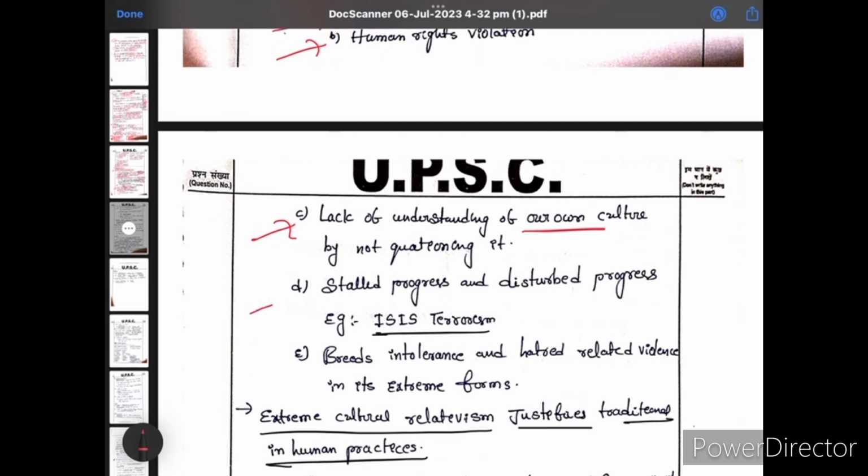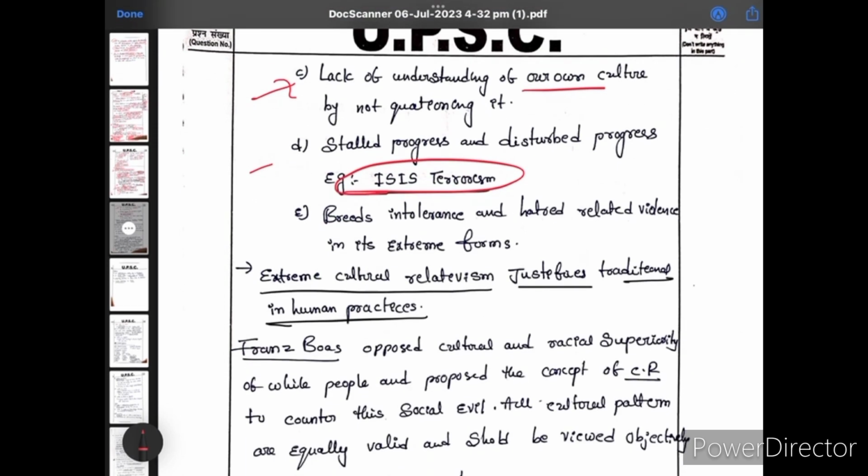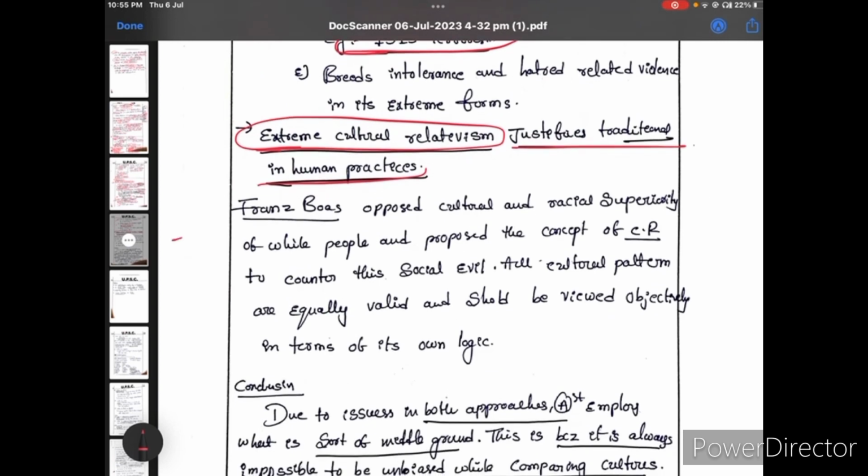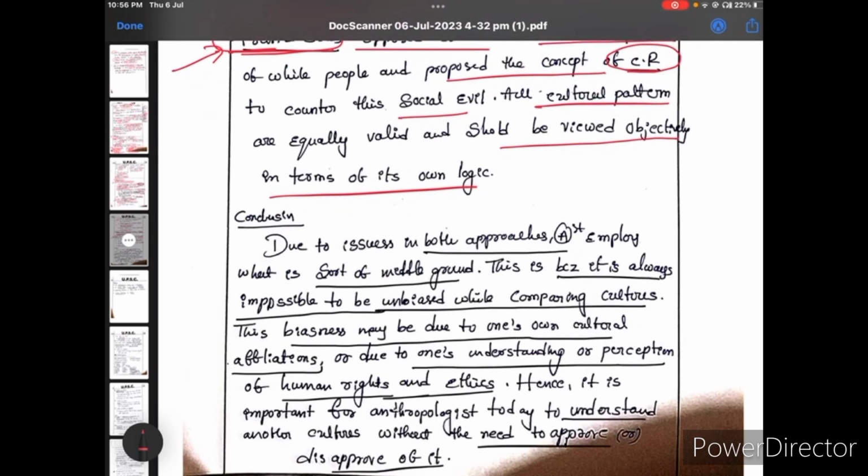Okay, and for example, here ISIS terrorism. And if you come to extreme cultural relativism, it justifies the traditional inhuman practices. Okay, next I take the French bias view. So French bias opposes the cultural and racial superiority, while the people proposed the concept of cultural relativism to counter the social evil, and all cultural patterns are equally valid and should be viewed objectively in terms of their own logic.